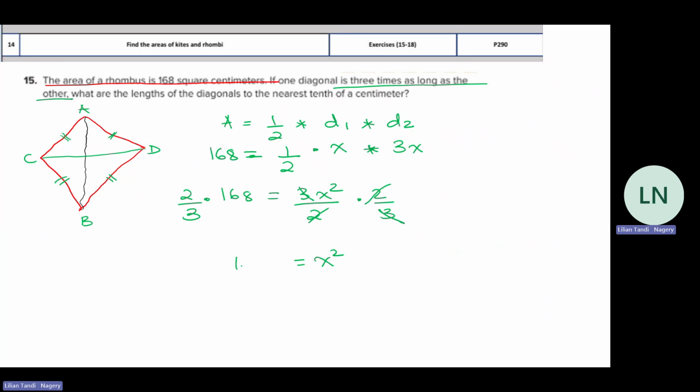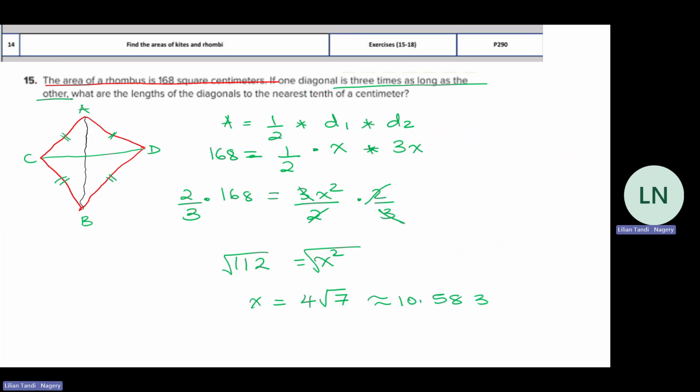I should get 112. After I get to 112, I will find the square root on both sides. So x will be 4 square root of 7. And then I will change this to decimal. It will become 10.583.